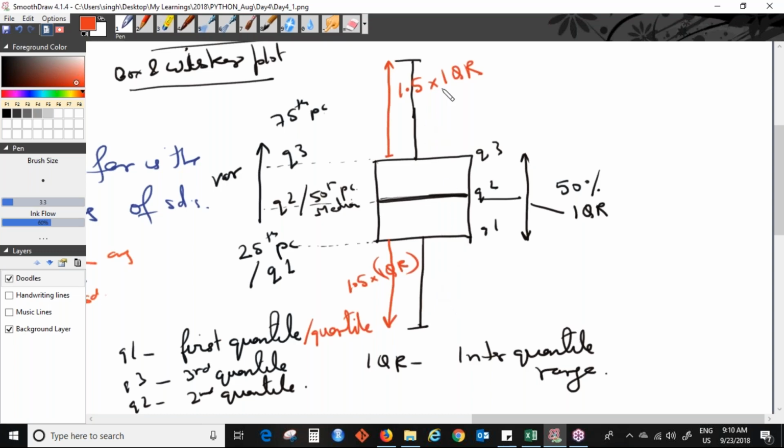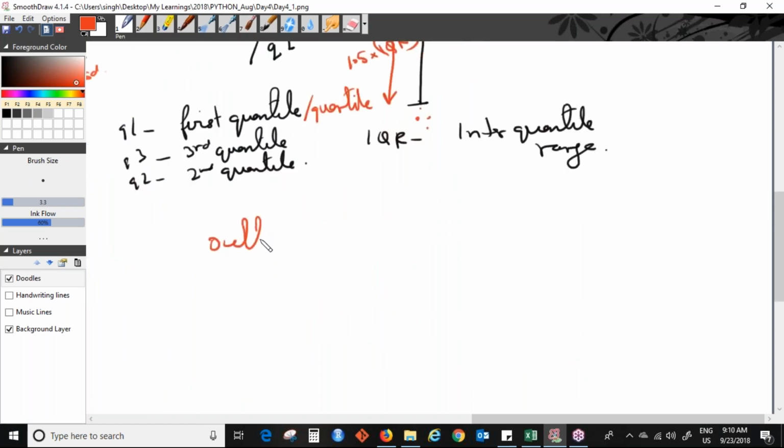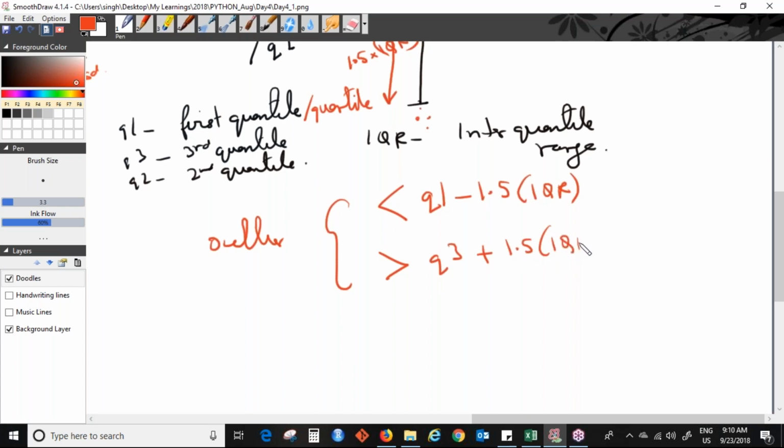Okay, so now you know all the measurements here. What are outliers now? Any point which is below this, or any point which is above this, these are outliers in the data. So outliers are any point which is less than Q1 minus 1.5 times IQR, or any point which is greater than Q3 plus 1.5 times IQR.